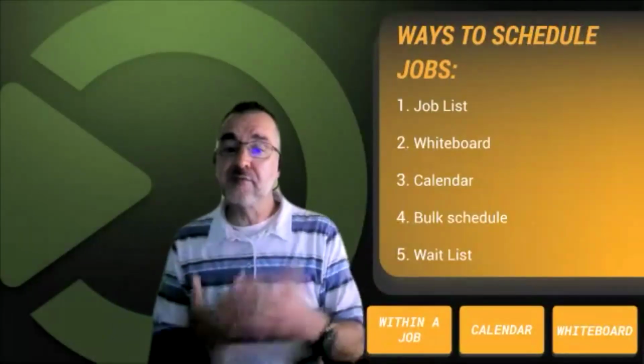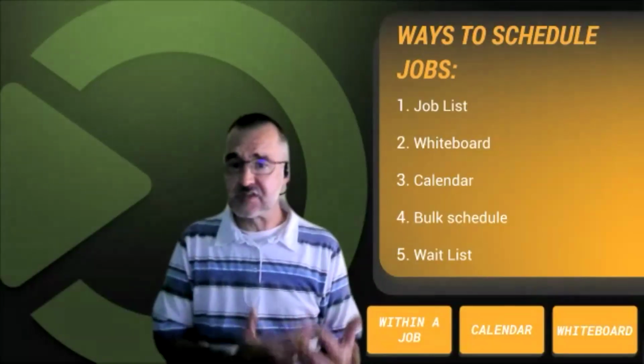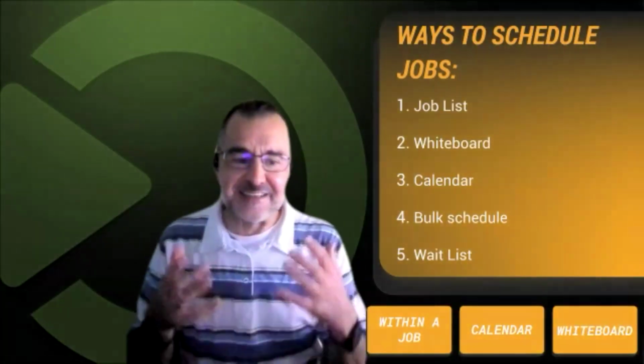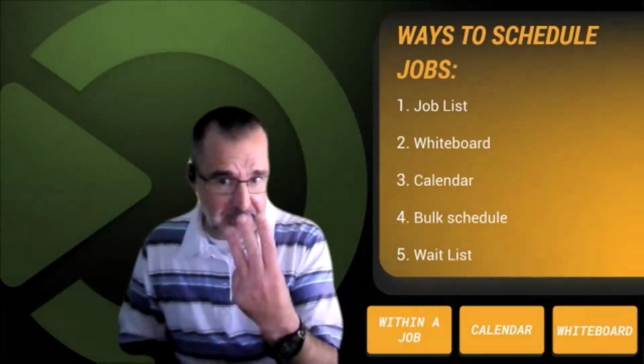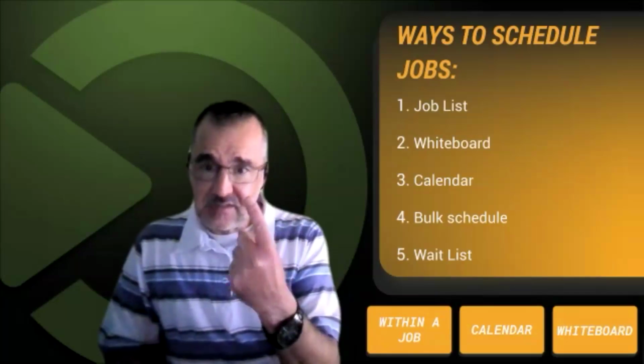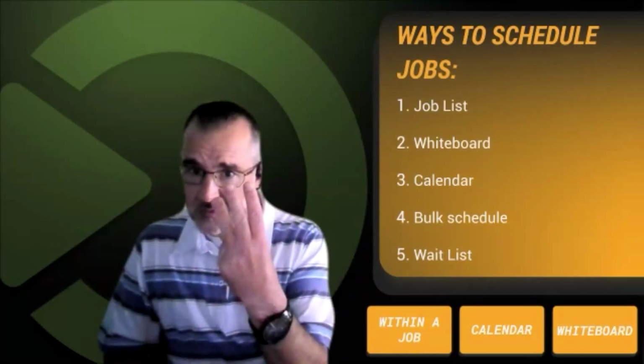Now, we've kind of got everything set up, right? We've set up our naming convention, we've set up our work calendars, we've set up our holiday schedule, and now we've set up our actual schedule crews. So how do we actually schedule a job? Well, in LMN, there are 5 different ways that you can schedule your work. In this session, we're only going to be talking about 3: the job list, the whiteboard, and the calendar view.